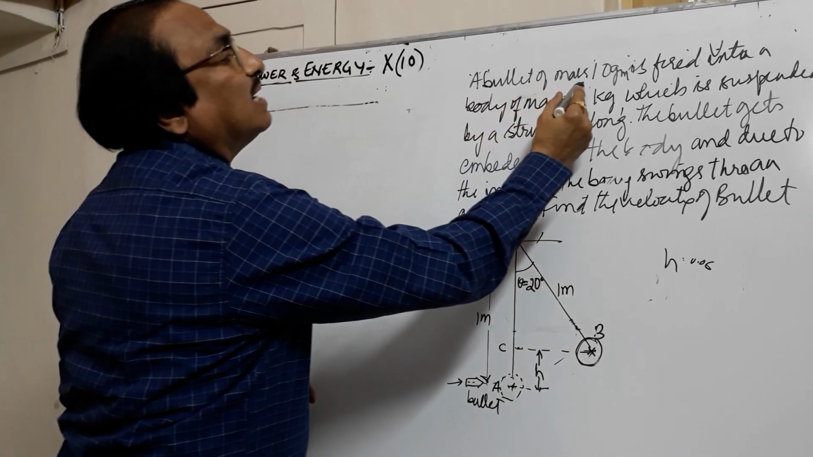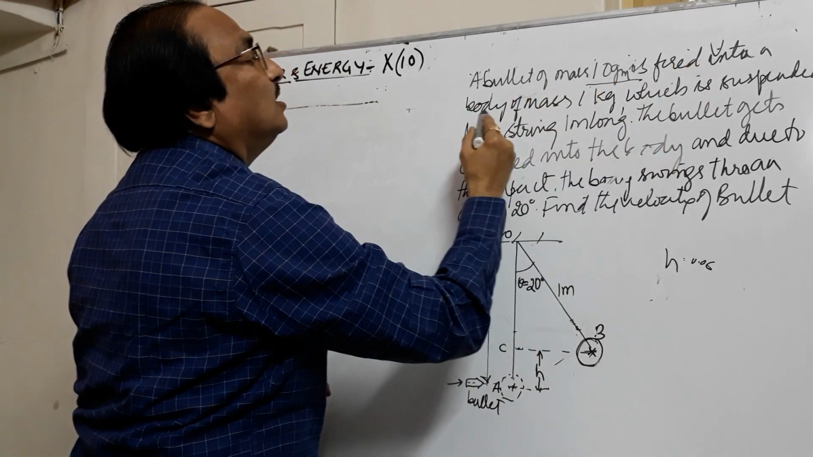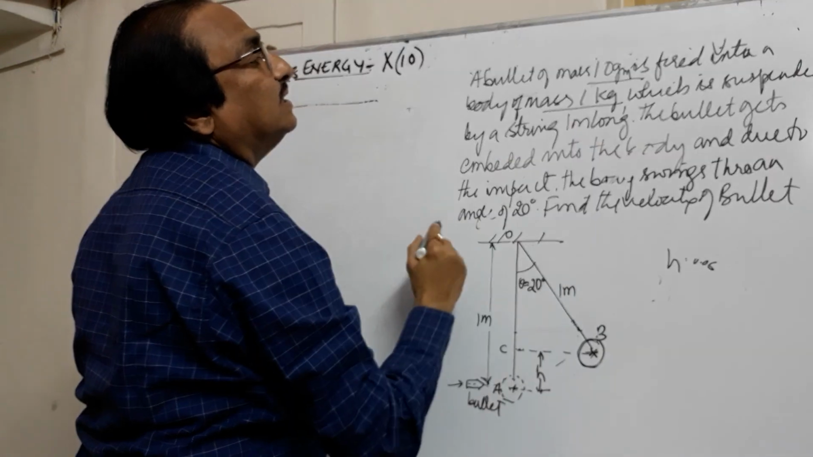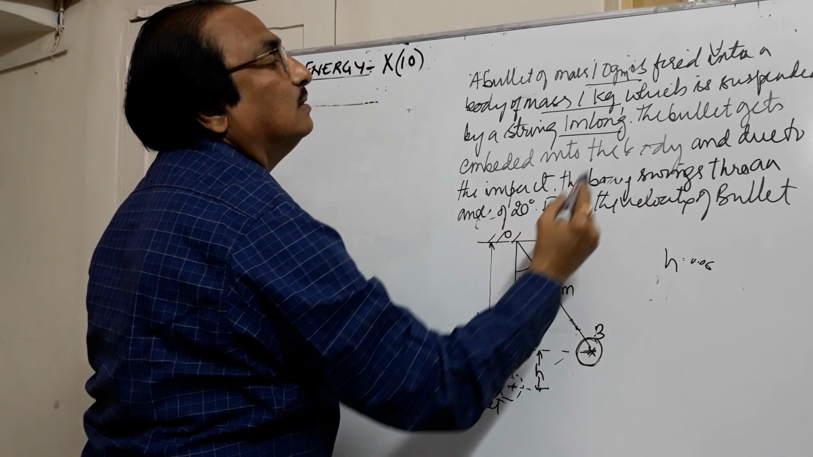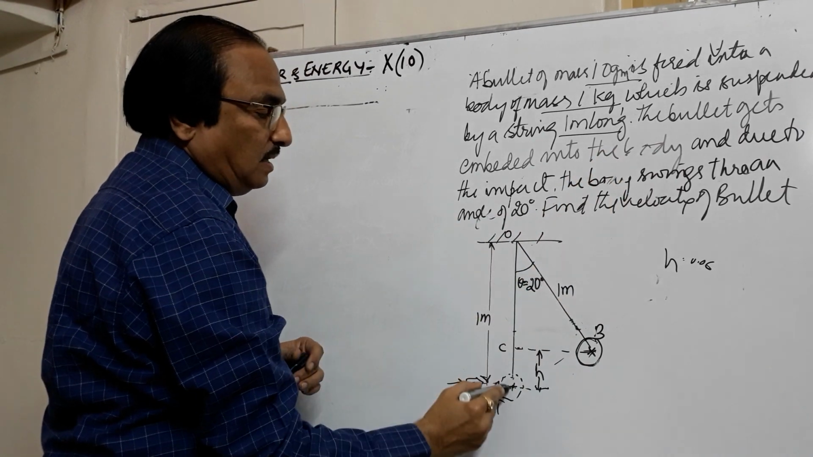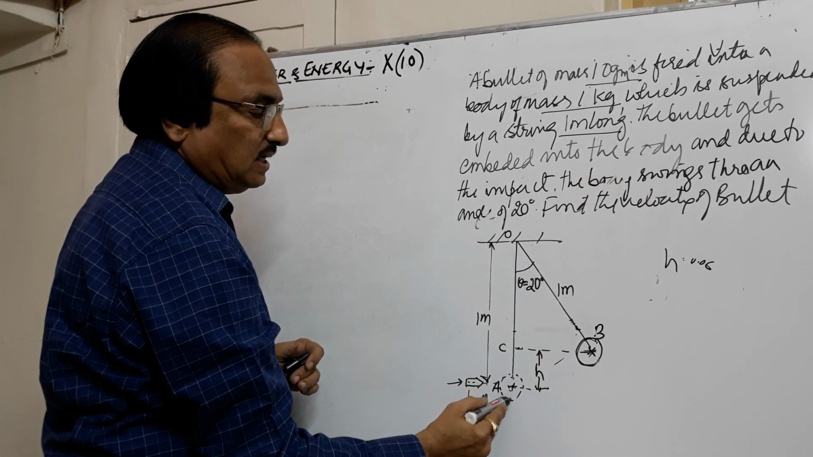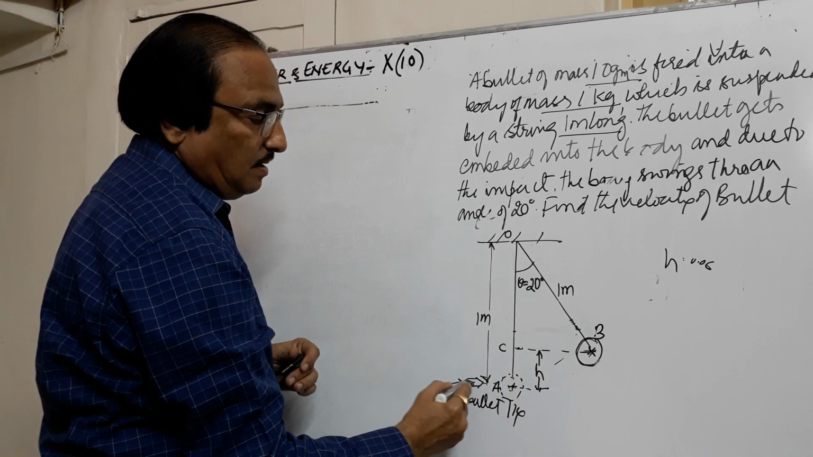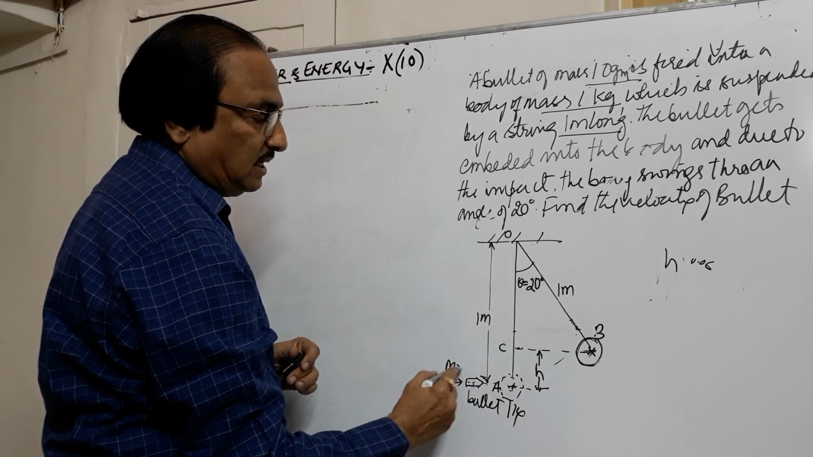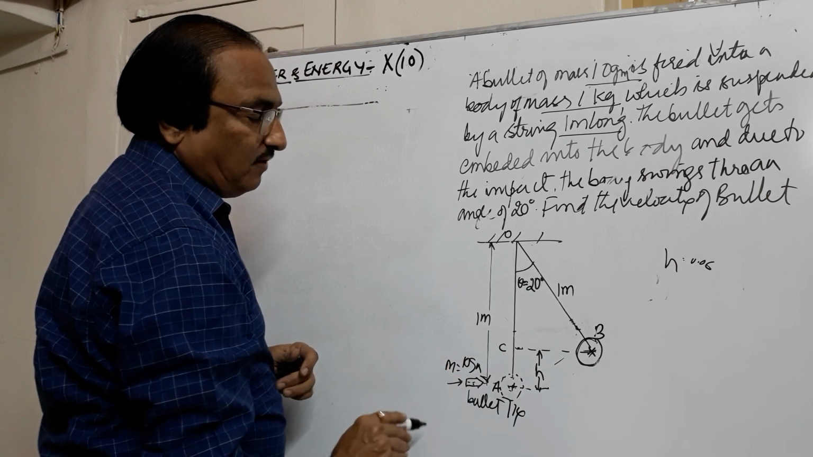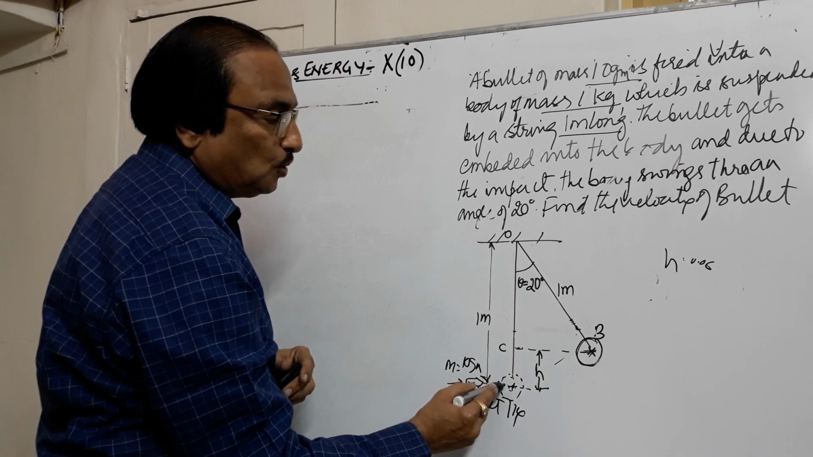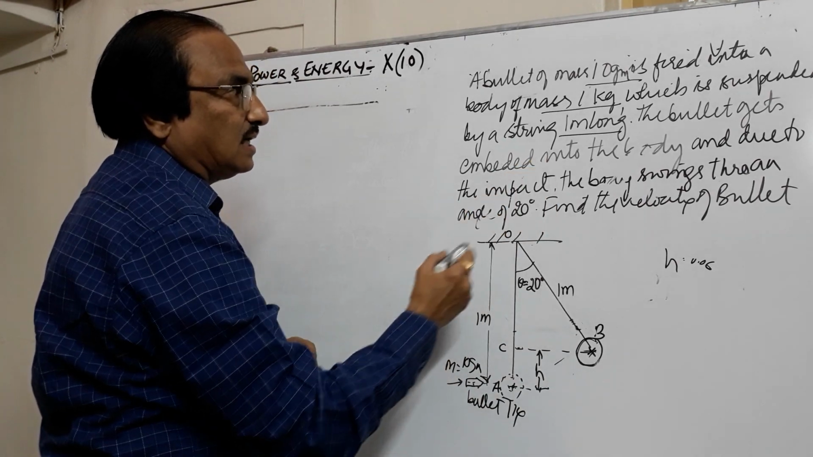A bullet of mass 10 grams is fired into a body of mass 1 kg, which is suspended by a string 1 meter long. So this is the body which is hanging, its mass is 1 kg, and this is the bullet, and the mass of the bullet is 10 grams. This bullet is fired into the body, due to which the body will swing here. So let's continue with the problem.